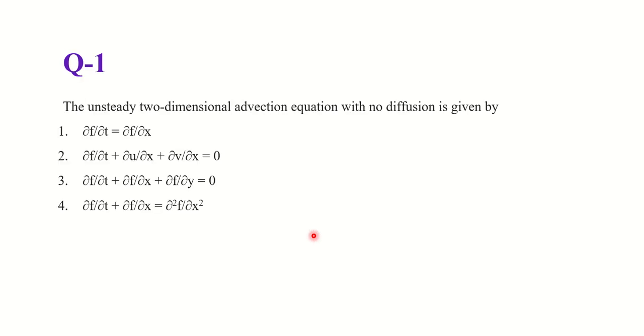Okay. The first question is: the unsteady two-dimensional advection equation with no diffusion is given by. First one, it is dou f by dou t is equal to dou f by dou x, or second one, it is dou f by dou t plus dou u by dou x plus dou v by dou x is equal to 0, or third one, it is dou f by dou t plus dou f by dou x plus dou f by dou y is equal to 0, or fourth, it is dou f by dou t plus dou f by dou x is equal to dou square f by dou x square.